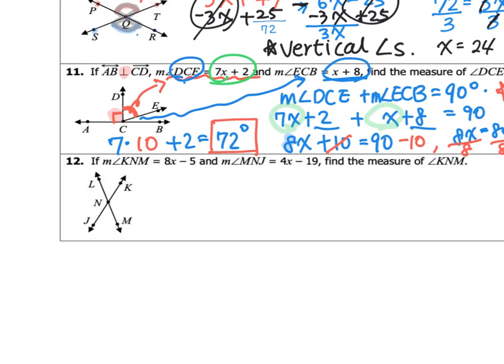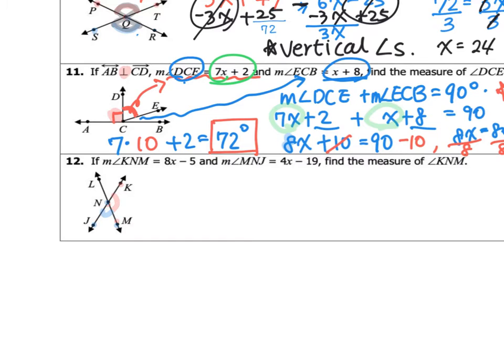What it was asking: the measure of angle KMJ, which is this angle, is 8x minus 5. The measure of angle MJ, where is it? Right here, is 4x minus 19. Find the measure of angle KM.